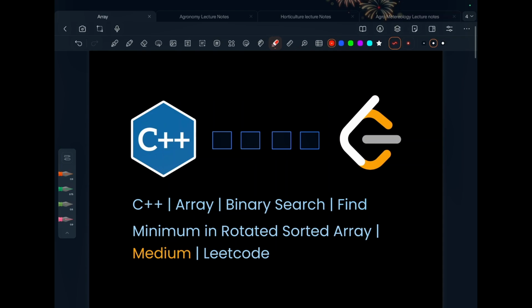So today we are going to solve a problem which is similar to our previous problem, which is find an element in a rotated sorted array. But this time we have to find the minimum in a rotated sorted array. Okay, so let's see the problem.